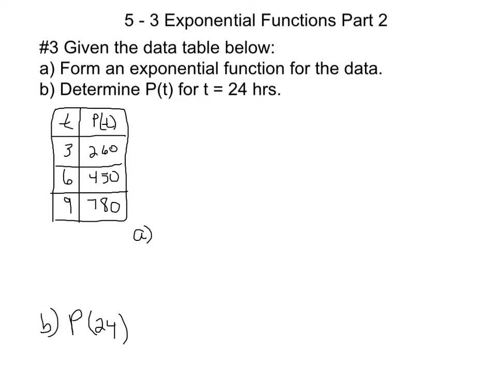We know we need an exponential function. How are we going to find one? Well, we're going to look at the table here. How much time goes by? 3 to 9. That would be a grand total of 6 hours. I'm going to note that there. 6 hours go by from 3 to 9. And what happens to the amount?